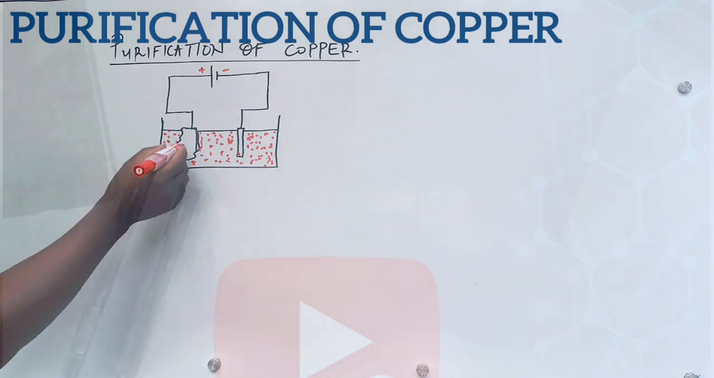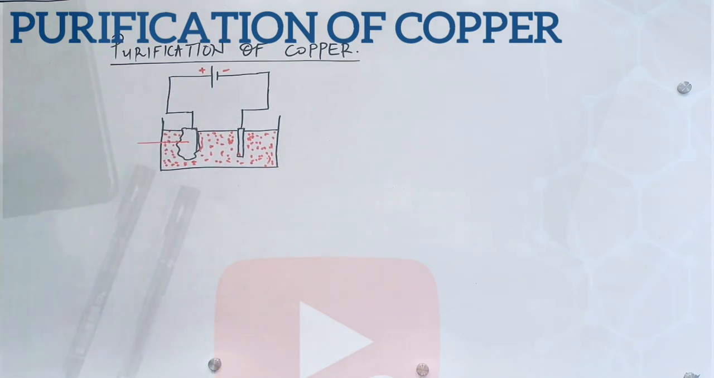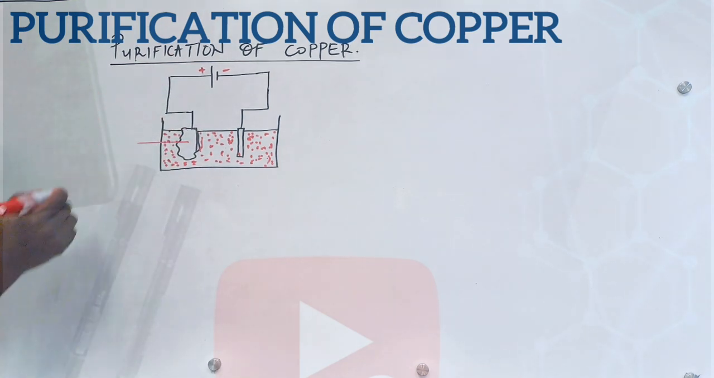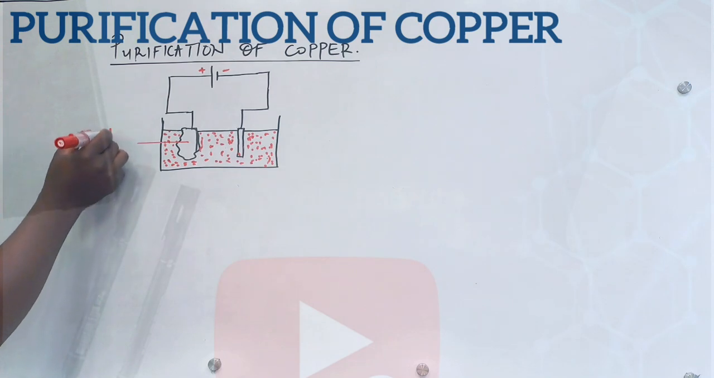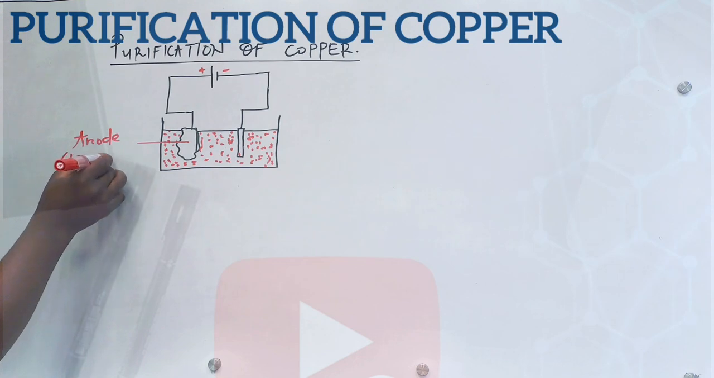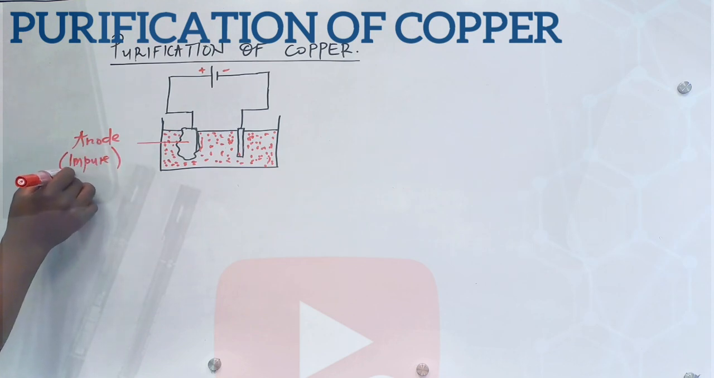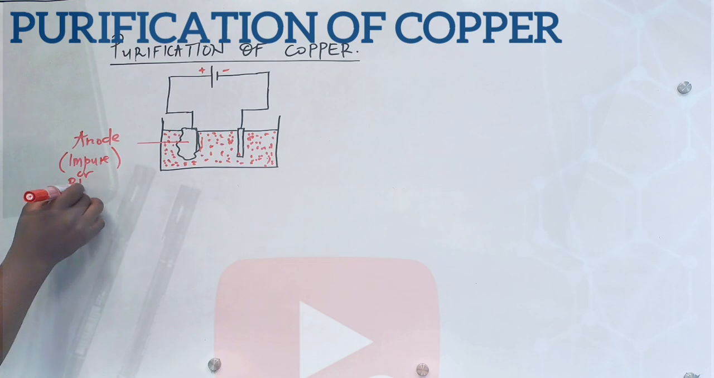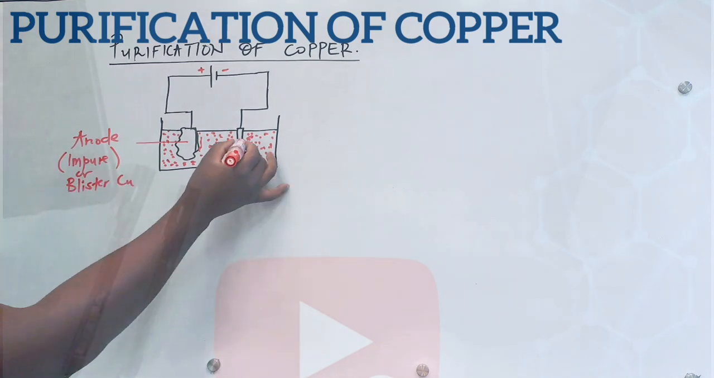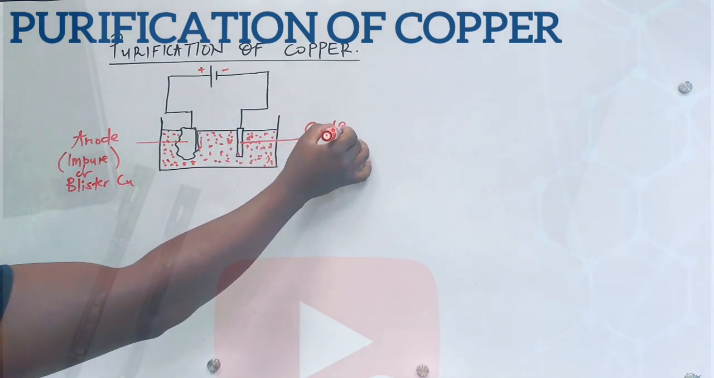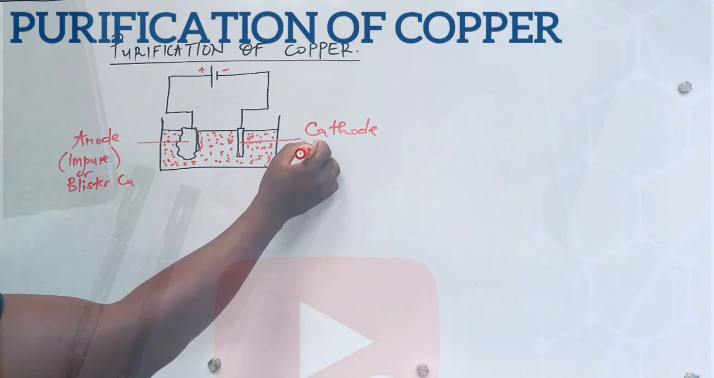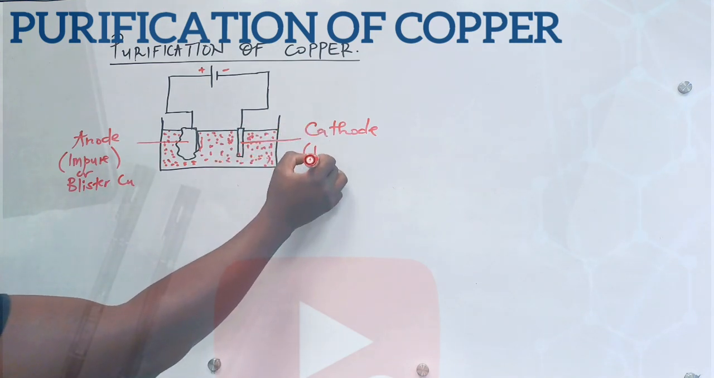In this case, this one is the anode. Remember, we know that the anode is connected to the positive terminal of the cell. So the anode is the impure copper, or it is called blister copper in other ways. Blister copper. And this one is the cathode. Here we use pure copper.